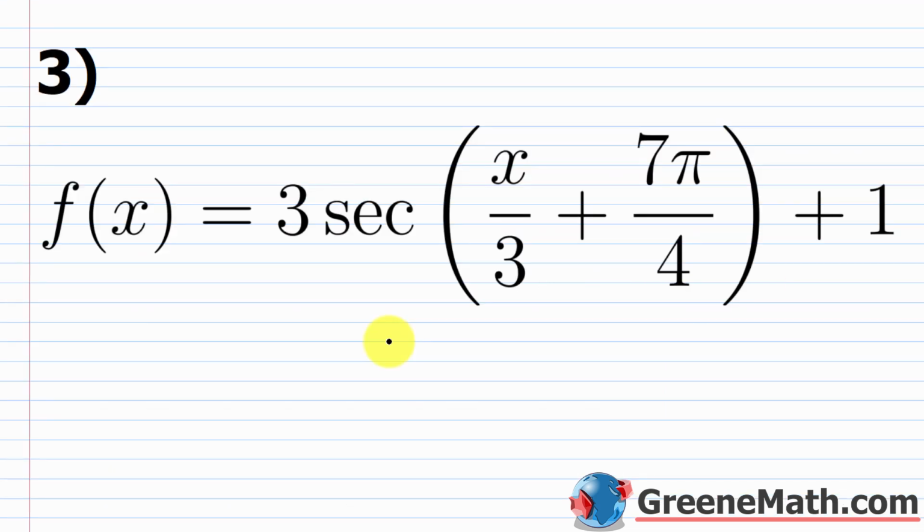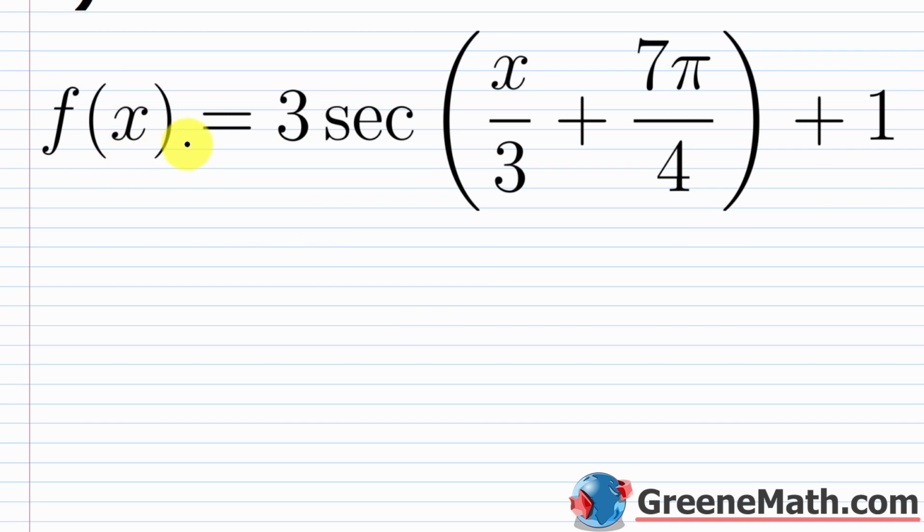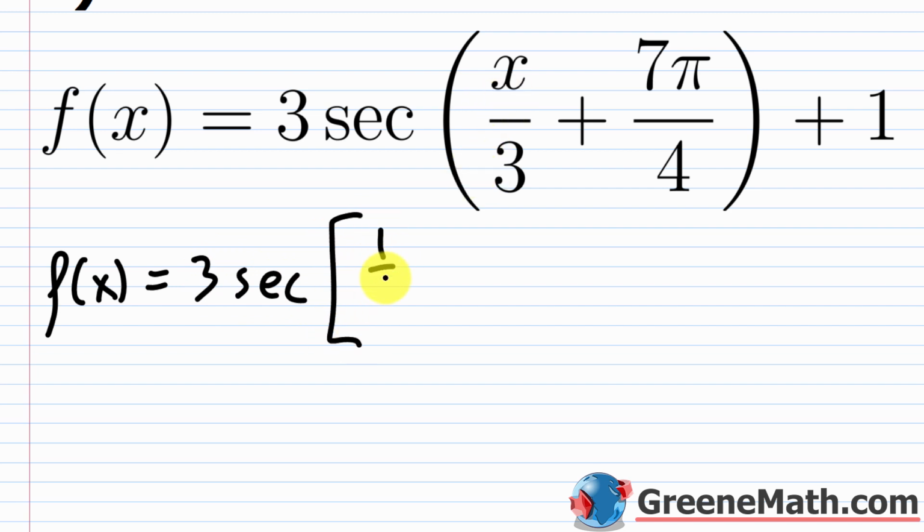All right, let's take a look at problem 3. So we have f of x equals 3 secant of x over 3 plus 7 pi over 4 plus 1. I would, again, factor this. It just makes it easier. So let's say that we're going to pull out a 1/3 here. So this is out in front of some parentheses. So you have your x plus. What goes here? Well, how do I undo multiplication by a third? Well, I need to multiply by 3.